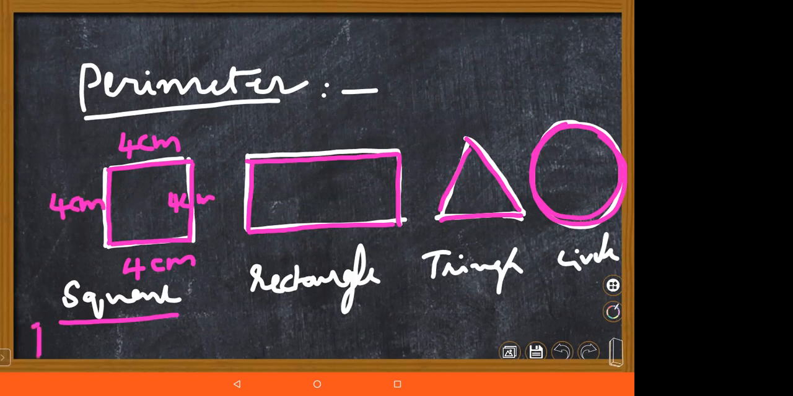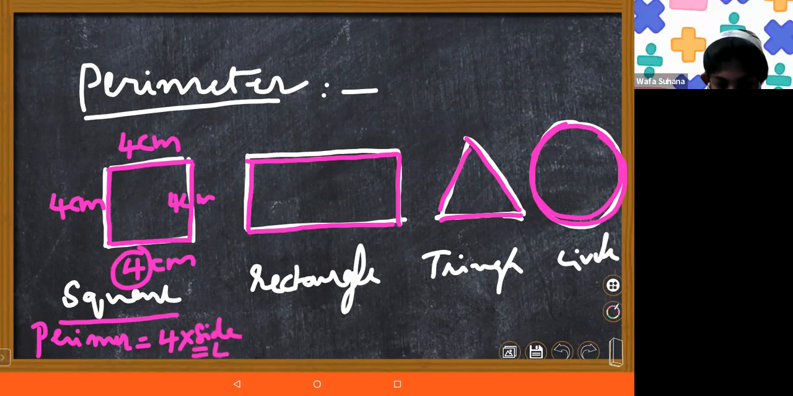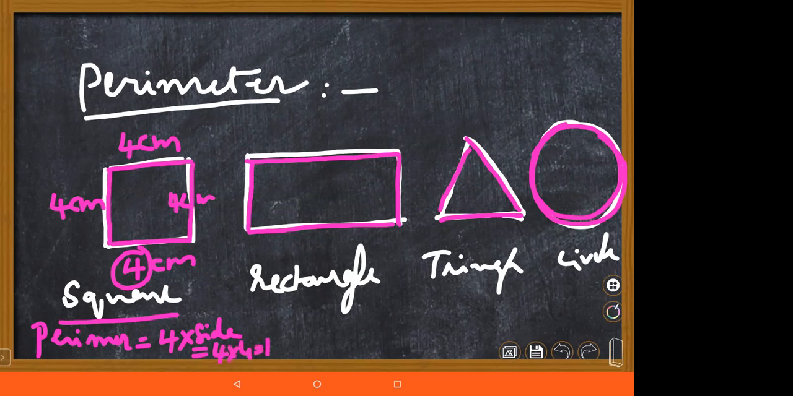The perimeter of a square is 4 times the side. So 4 into side, 4 fours are 16 centimeters.